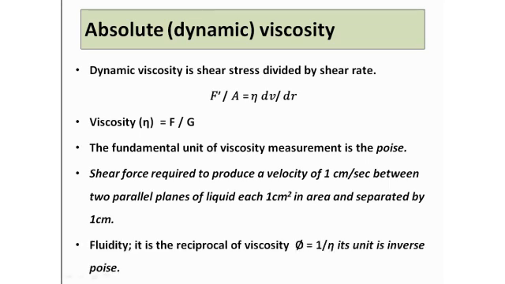Now what do we mean by fluidity? Fluidity is simple. It is the reciprocal of viscosity. Viscosity is shown by the symbol eta. So fluidity, phi, is equal to 1 by eta. It is the inverse. The fluidity is just opposite to that of the viscosity. The viscosity hinders, it stops the flow, right? Whereas fluidity allows the flow.